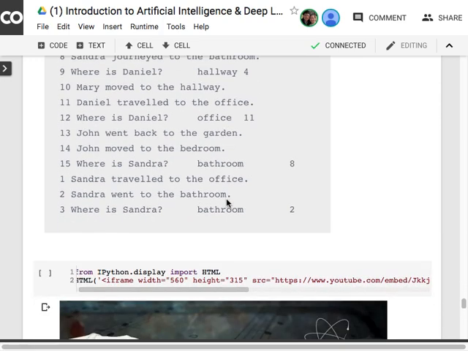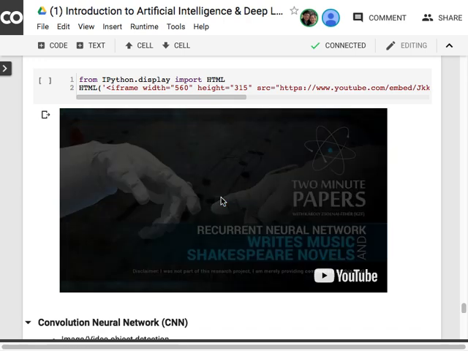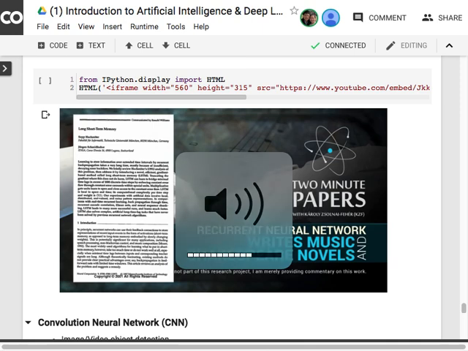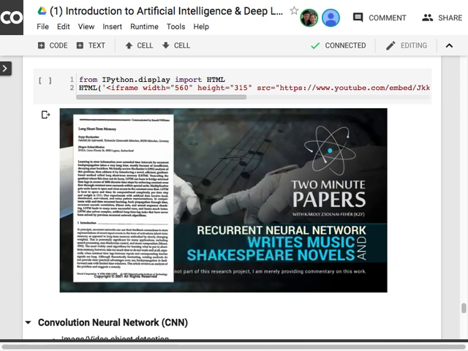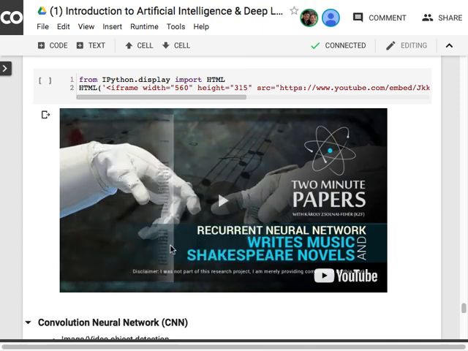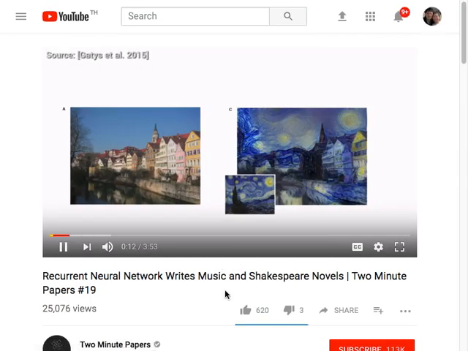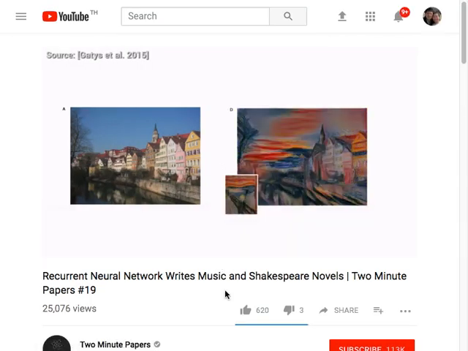Dear fellow scholars, this is Two Minute Papers with Károly. Artificial neural networks are very useful tools that are able to learn and recognize objects in images, or learn the style of Van Gogh and paint pictures in that style. They can transfer the style onto an image. Today we're going to talk about recurrent neural networks.